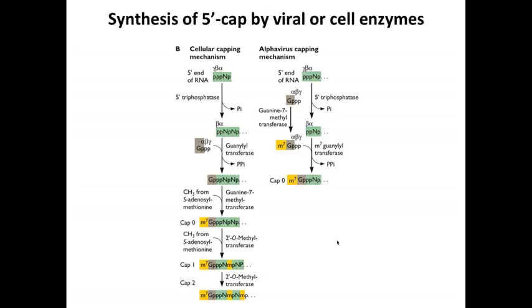This is different for viruses. Here's an example for the alphavirus capping mechanism. You have the 5' end of the RNA again with 3 phosphates. In this case, the GTP is first methylated, 2 phosphates are removed, and then it is added to the mRNA. So you can see that the order of events is slightly different.